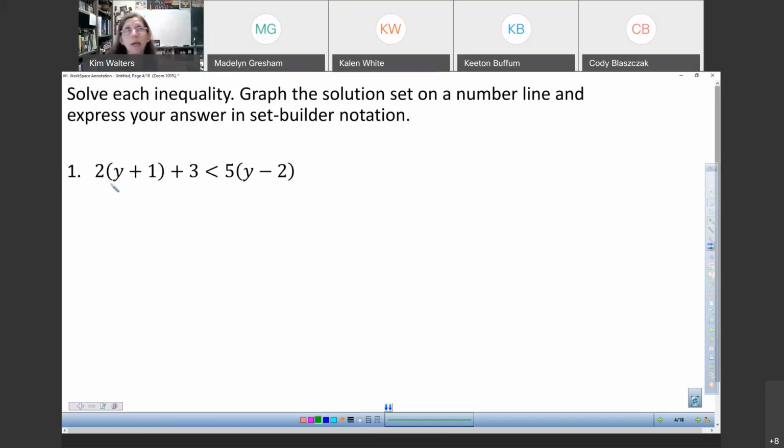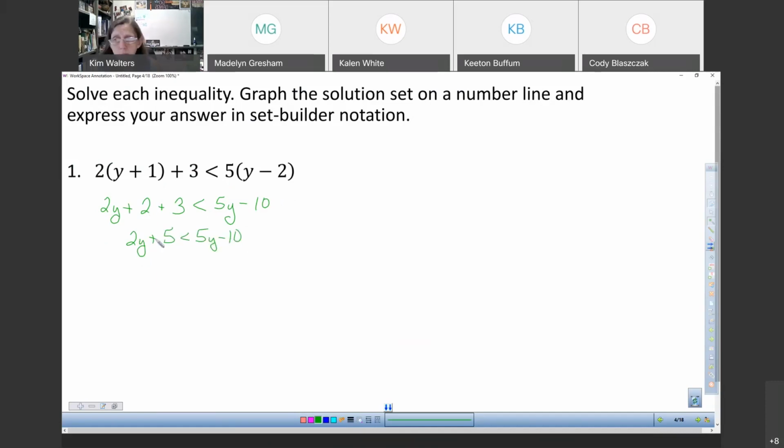That's the same way we do everything. And so when we simplify, we're going to distribute this. And so this is going to give me 2y plus 2. Don't forget to take that 2 times the 1. And then plus 3, because it's hanging out here by itself, less than. And then I'm going to distribute my 5. So 5y minus 10. Don't forget to multiply that through there. And so now the next part of this is I'm going to simplify again because I have this 2 and this 3. So I have 2y plus 5 is less than 5y minus 10.